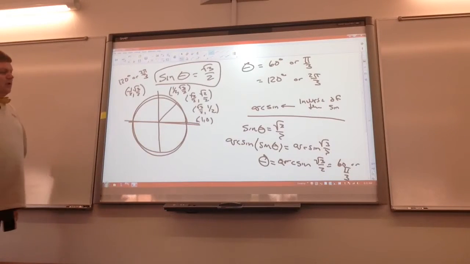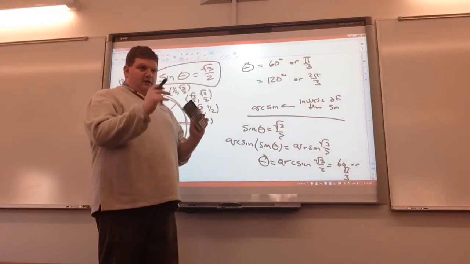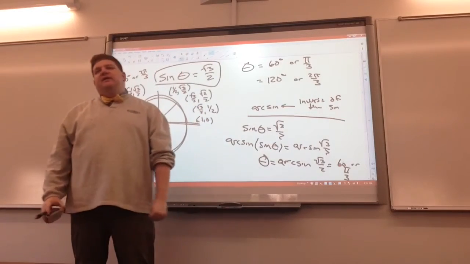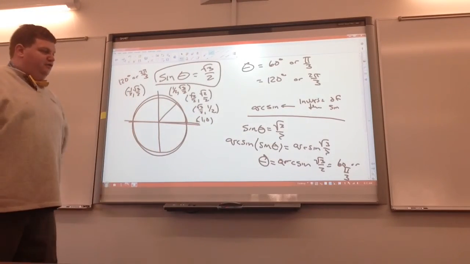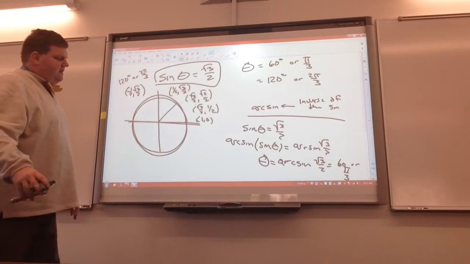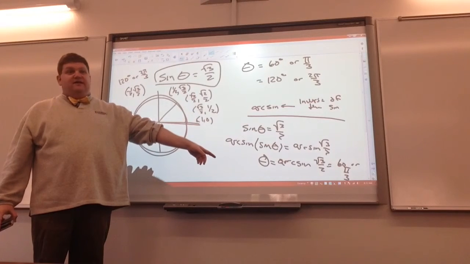Okay? Note 2, if I use the calculator to calculate this out, the arc sine, because of the way it works, will only give you values between negative pi over 2 and pi over 2. We'll explain why that's the case later when we formally go over inverse trigonometric functions. But it's only going to give you one of the two answers in this case.